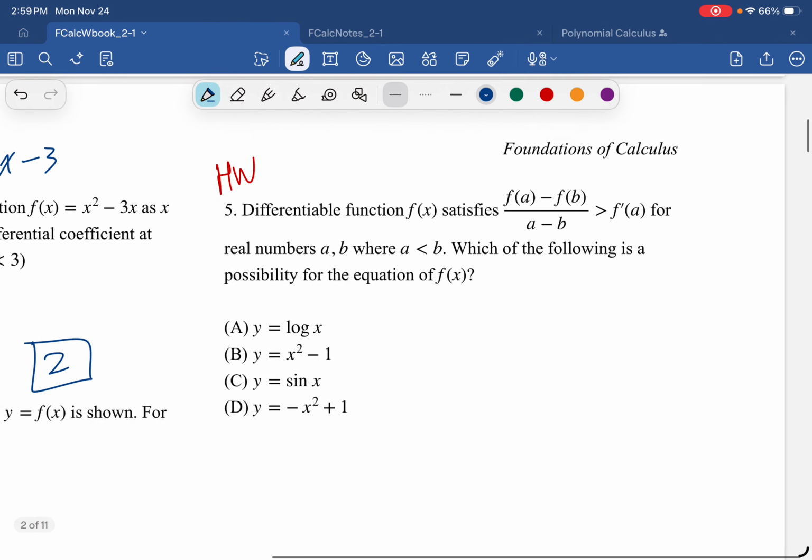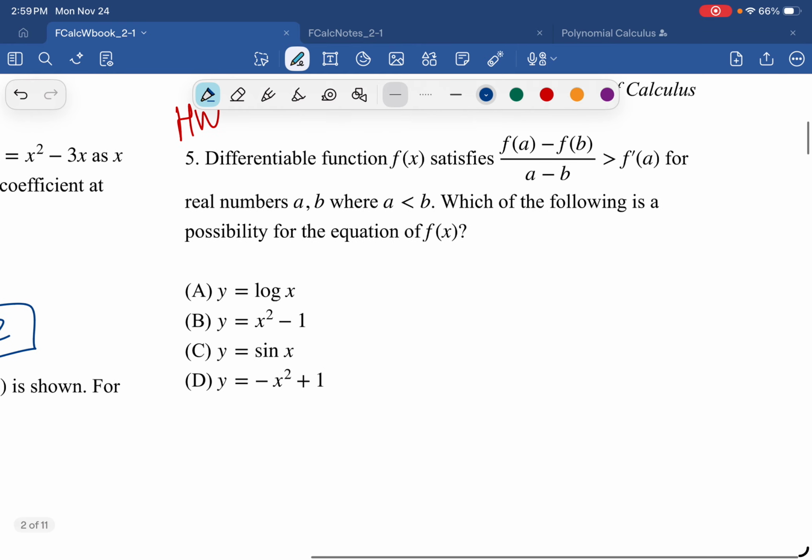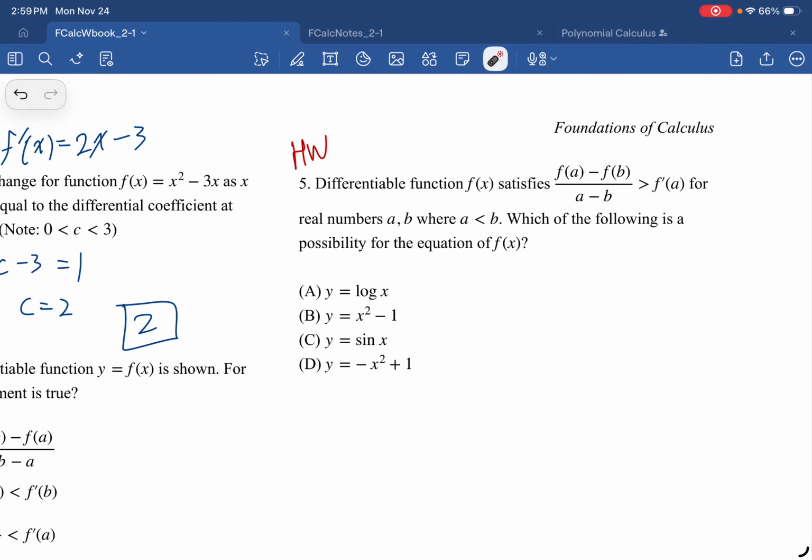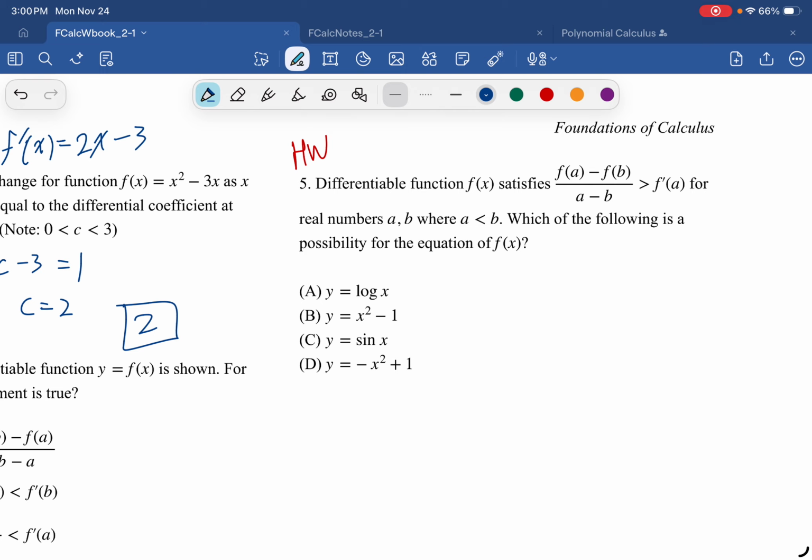All right, so that was a pretty easy problem. If you have learned pre-calculus 12, then you can look at this a little bit more challenging problem. A differentiable function f of x satisfies (f of a minus f of b) over (a minus b). Now, when you see this, you should immediately think of the average rate of change between x equals a and x equals b, right? Recognizing those forms and patterns is very important. And that always has to be greater than f prime of a. Geometrically speaking, that's the slope of the tangent line at x equals a.